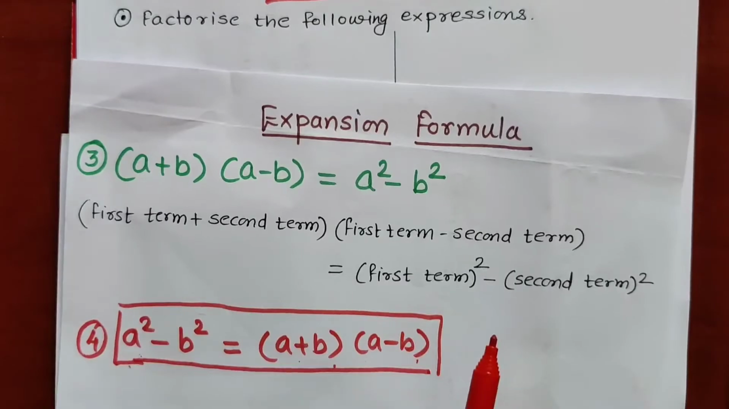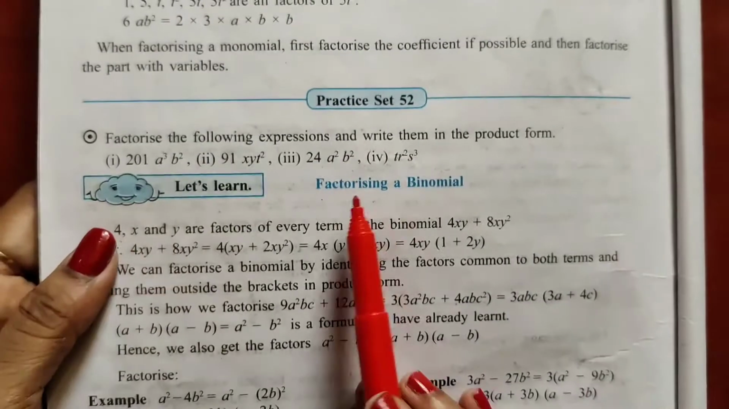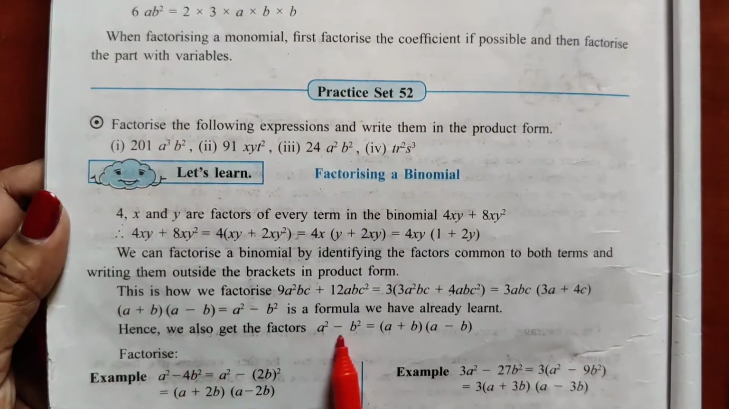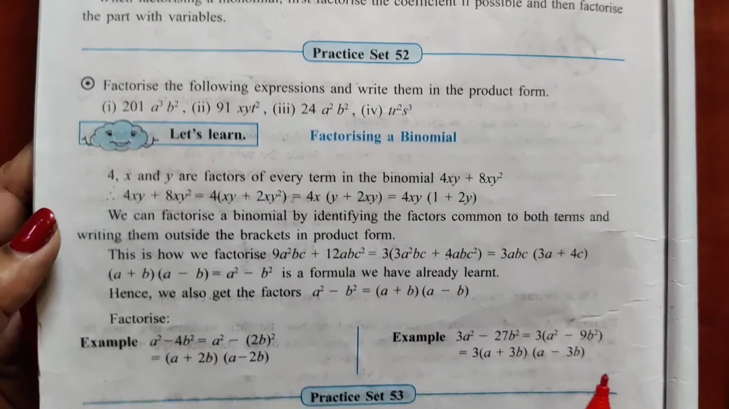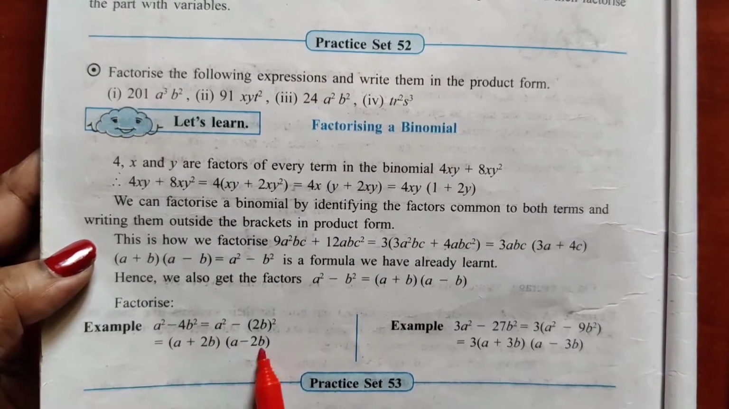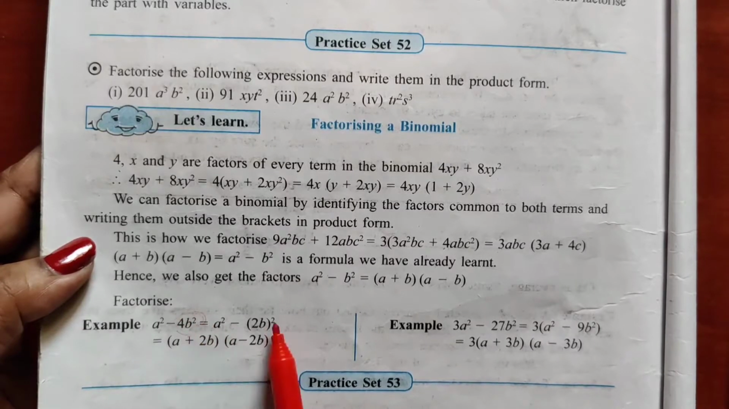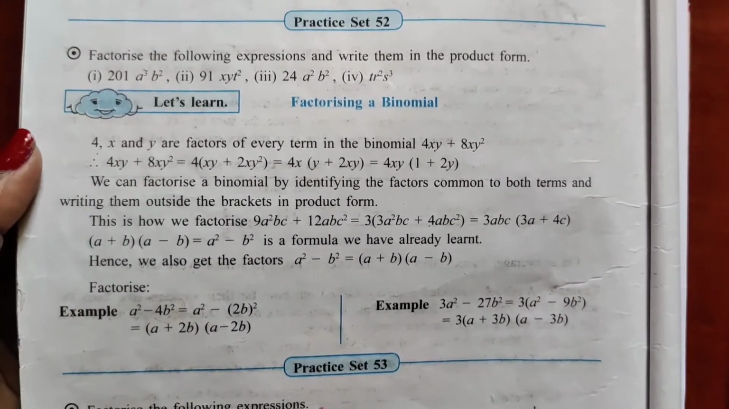So let us solve the sums. Factorize the following expression, as we can see in the textbook also. Here factorizing a binomial can be done by using the formula. We get the factors: a square minus b square is equal to (a plus b) and (a minus b). And again we can use the factorization formula in this way to solve the sums, where we have to see that the given terms should be in the form of perfect square terms. So let us see how to solve practice set 53. Factorize the following expression.